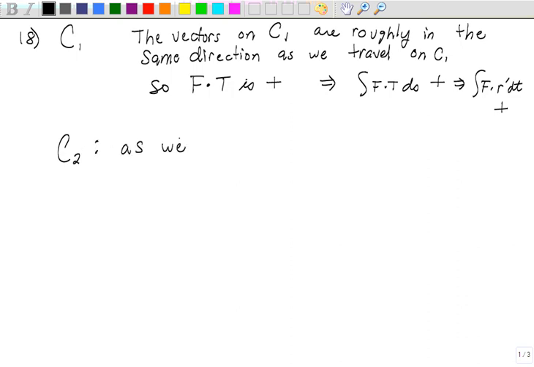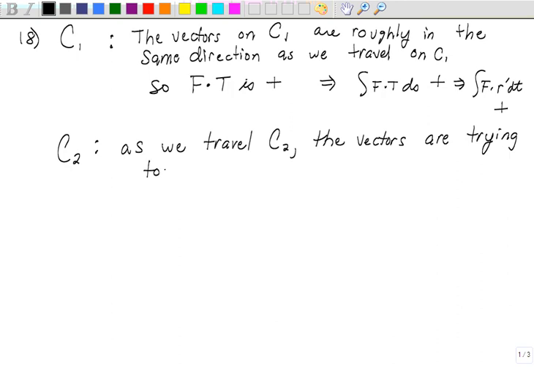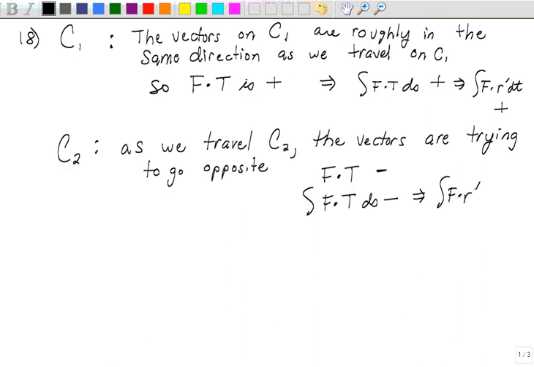On C2, as we travel C2, the vectors are trying to go opposite. So the forces go in the opposite way. So f dot t is negative. The integral is negative, so that means the integral of f dotted with r prime dt is negative.